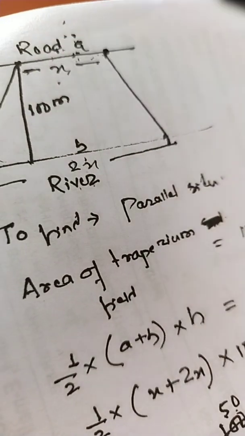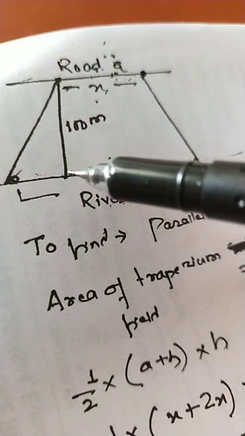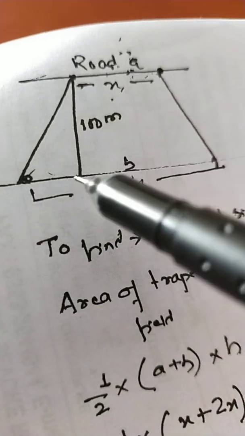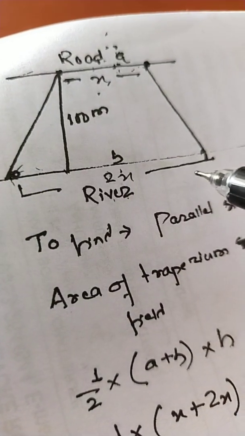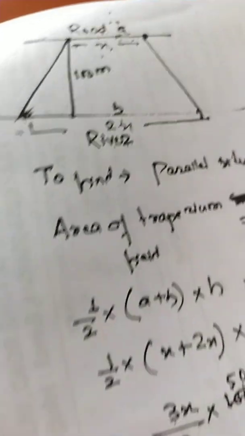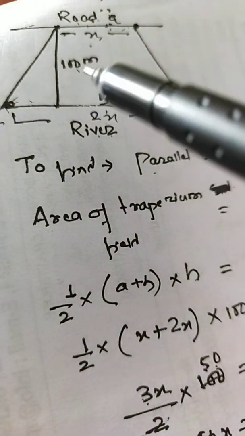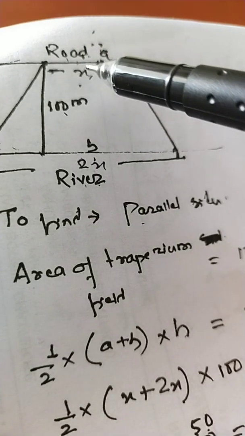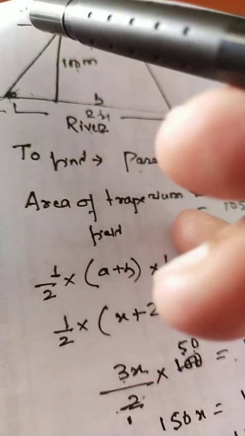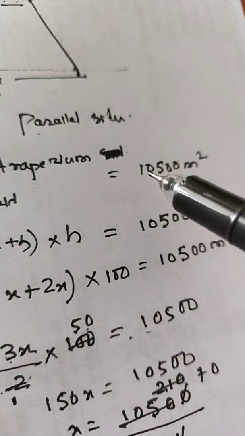So this is the relation given between these two parallel sides, and they have also given the distance between these two parallel sides, that is 100 meter. They are asking you to find the length of the side along the river, that is, the length of this side, 2x. We have to get the measurements of the parallel sides. Until you get the value of x, you won't be able to find the value of this side. Now as this figure represents a trapezium, the area of the trapezium field is given as 10500.